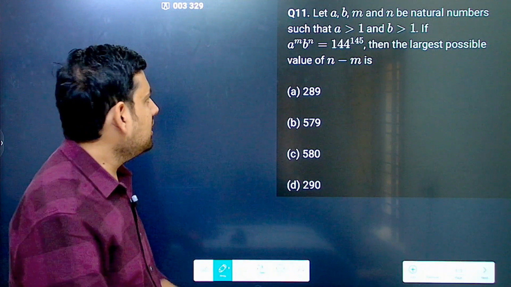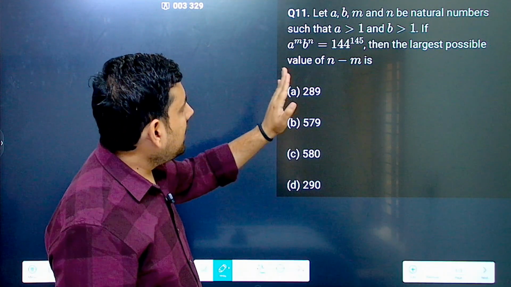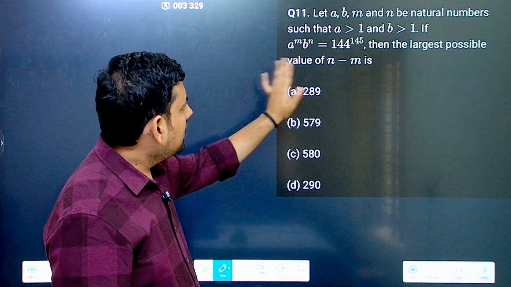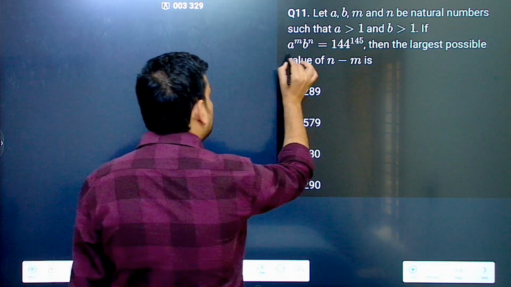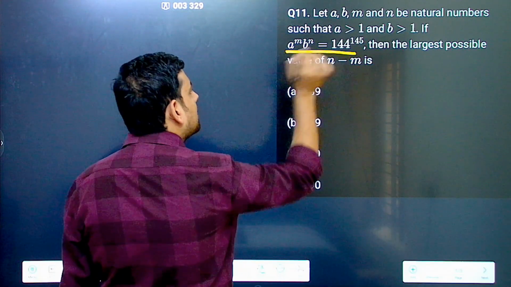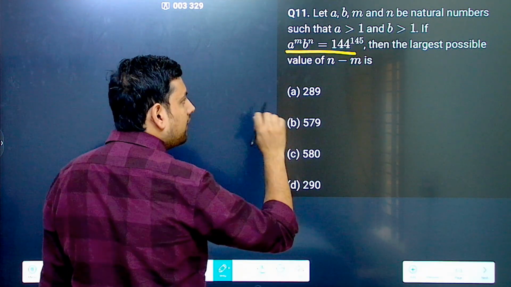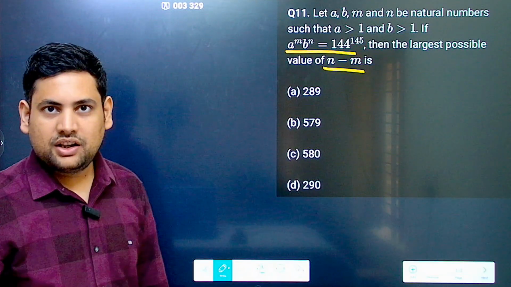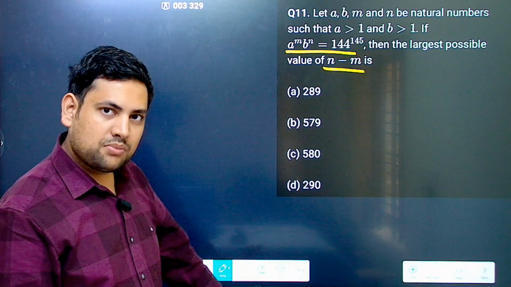So let's look at this 11th question. It says, let A, B, M, N be natural numbers. A is greater than 1, B is greater than 1. Then some expression is given to you: A power M into B power N is equal to 144 power 145. Then the largest possible value of N minus M is. Very easy question. You can pause and try.